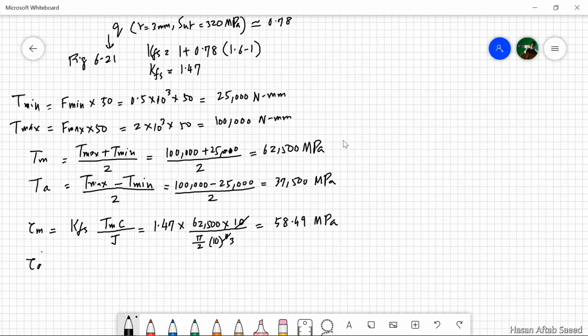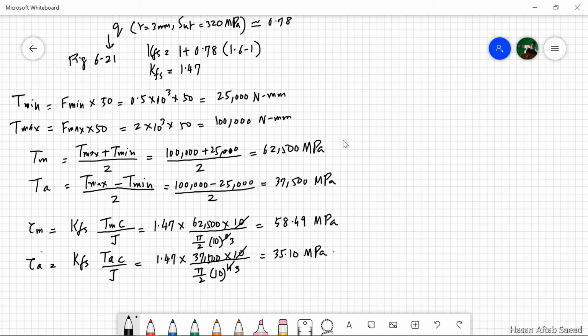Tau A, very similar. Here you have TA. See, other values are of course the same. So 1.47 into 37,500 into 10, that's the radius, pi by 2, 10 power 4, you get one radius cancelled, and this turns out to be 35.10 megapascals.